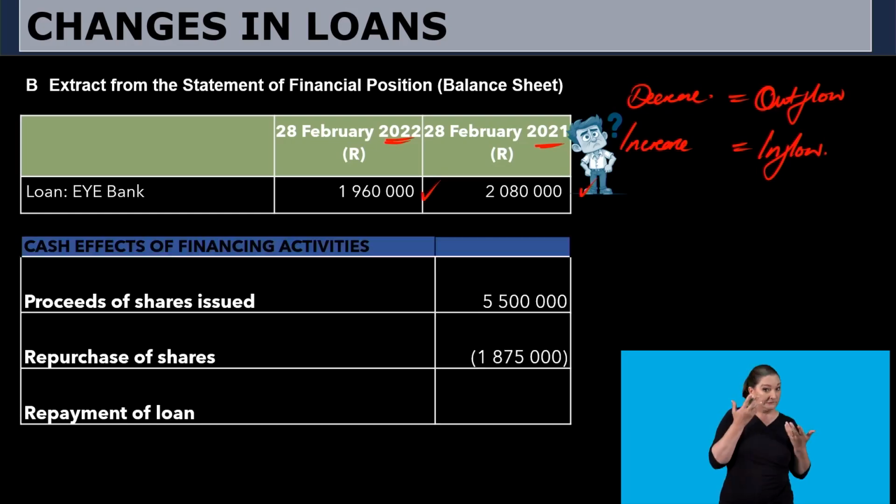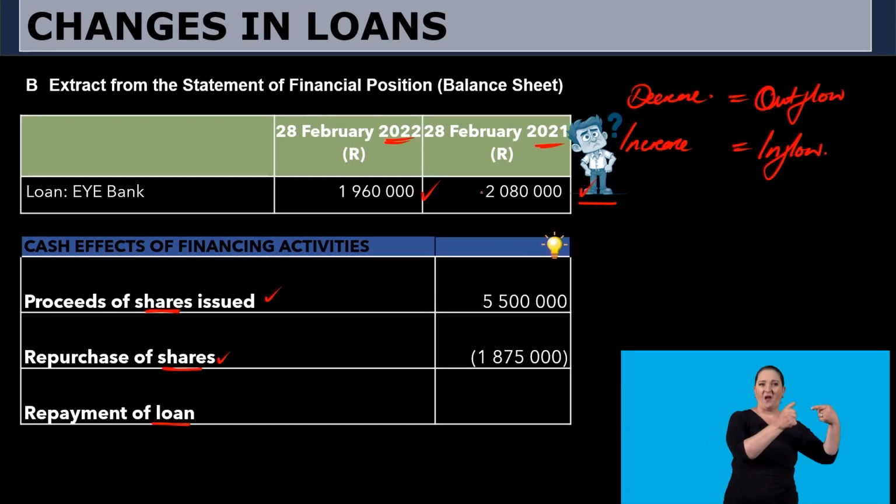Okay, now, already we understand that under our financing activities, we have two aspects. The first one is shares, and we have the proceeds from issue of shares as well as the repurchase of shares. And then the second aspect recorded under financing activities is our loans. In this case, is it cash inflow or cash outflow on the loans? All right, let's explain this one now.